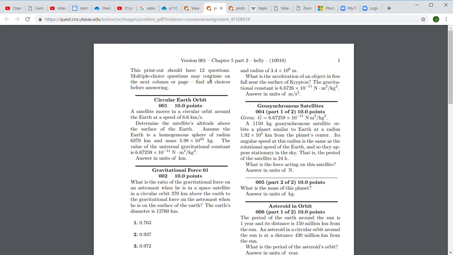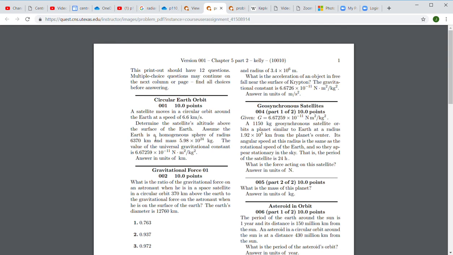Problem 1, we've got a satellite in a circular orbit around Earth, and we're given the speed of the satellite. Notice it's in kilometers per second. We might want to change that to meters per second just to make things a little bit more straightforward. Determine the satellite's altitude above the surface of Earth. Assume Earth is a homogeneous sphere of 6,370 kilometers and a mass of so many kilograms. Again, I would change that to meters just to make things simpler for us.